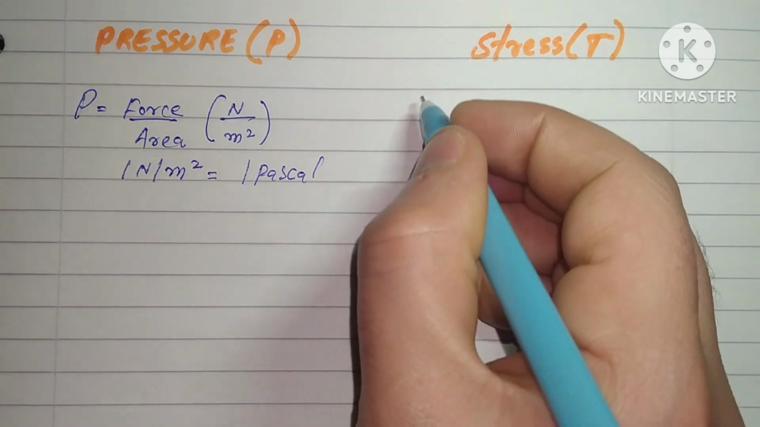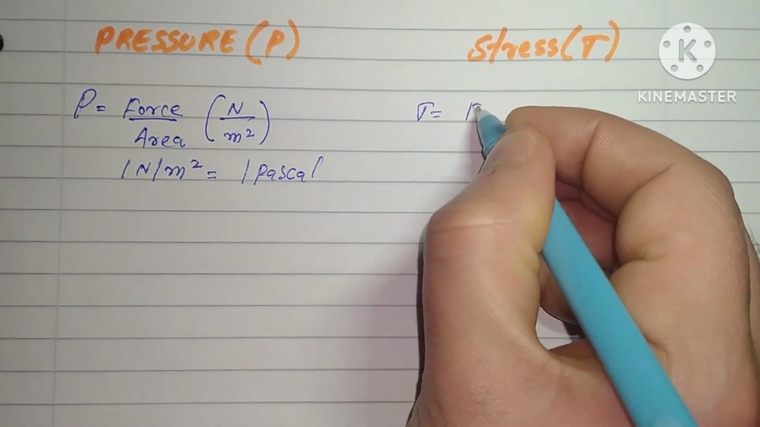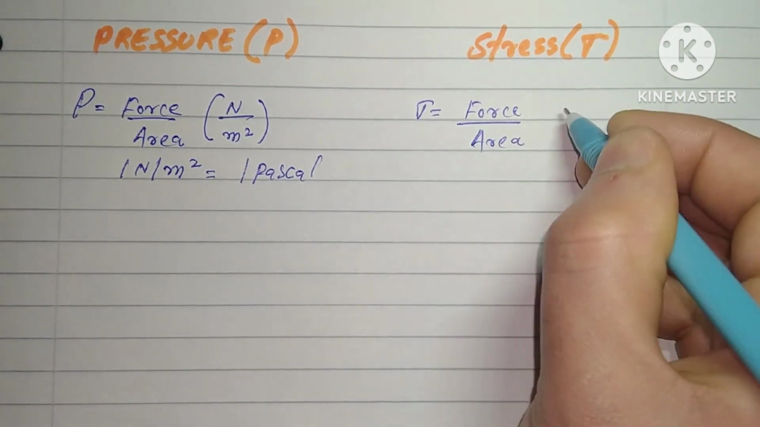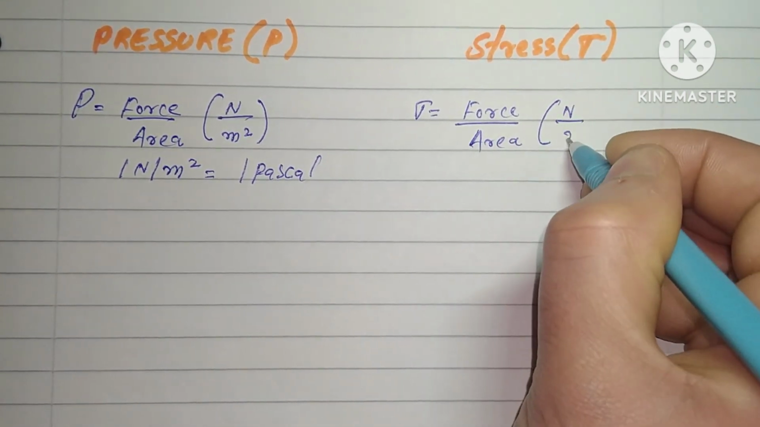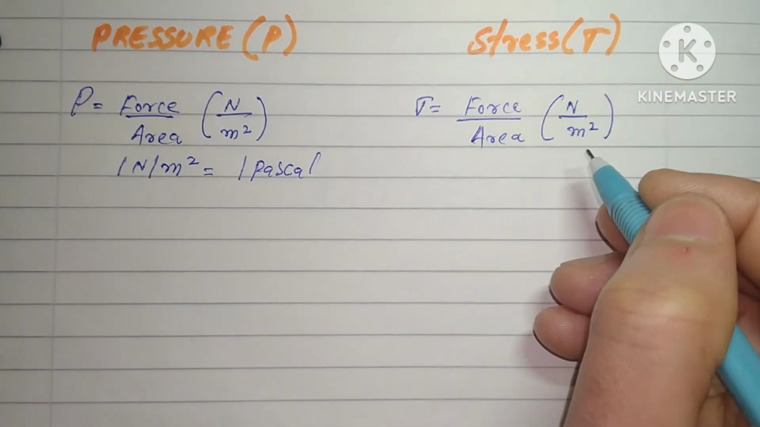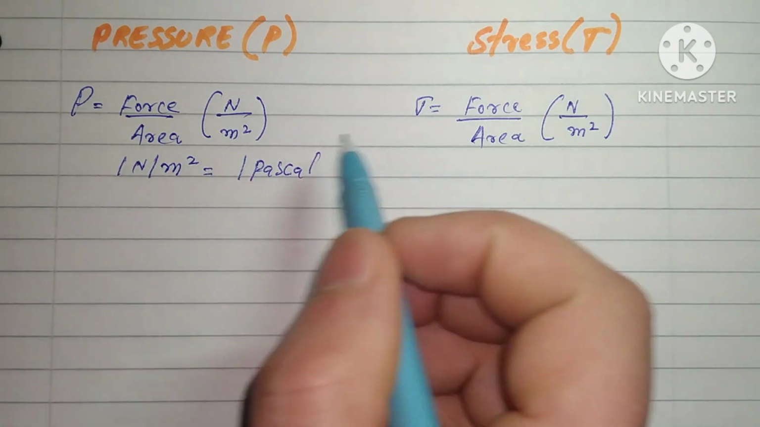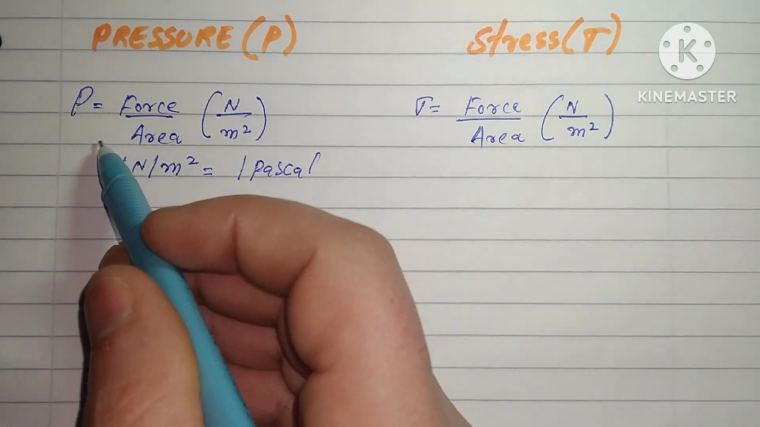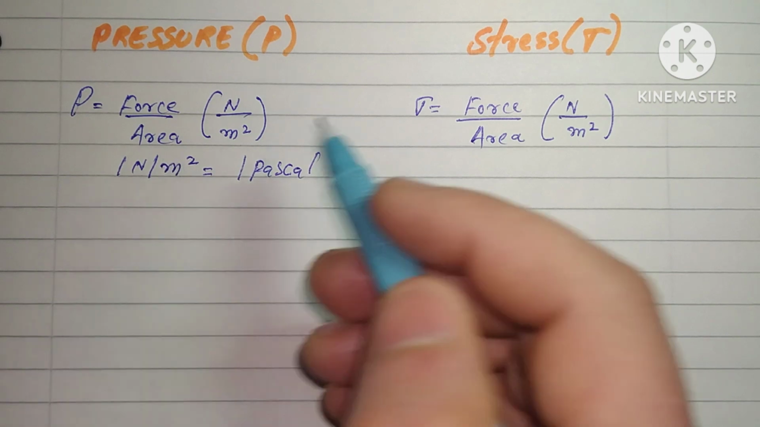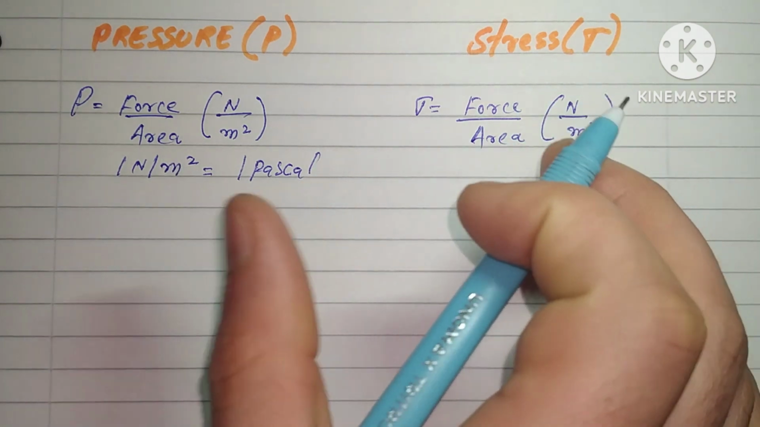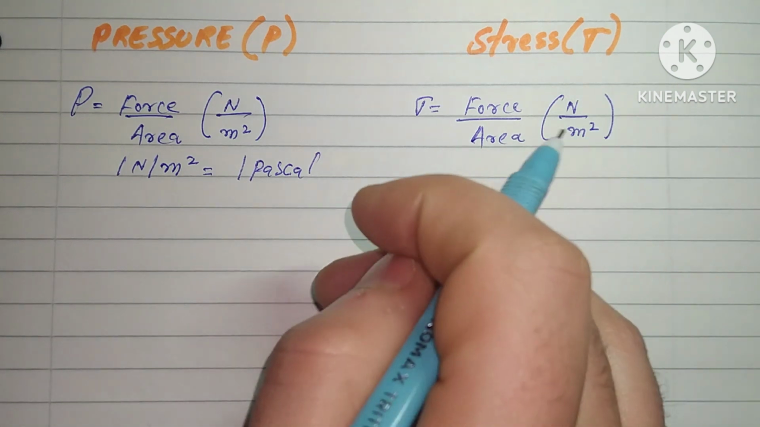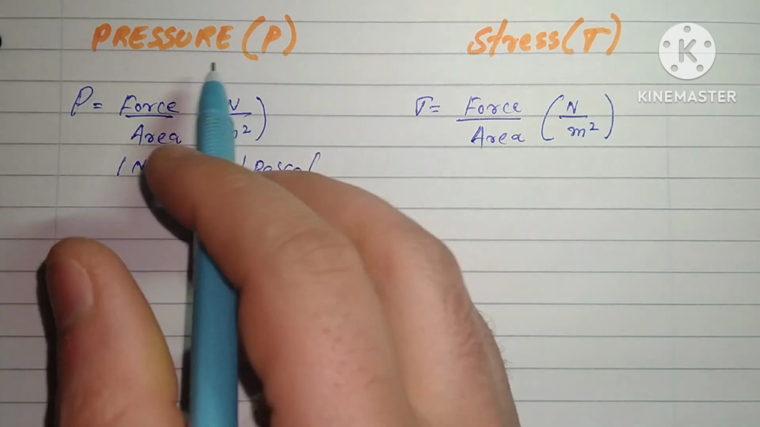In the same way, stress is force per unit area, and it is also Newton per meter square. Newton per meter square is called Pascal. From the representation point of view, pressure and stress seem to be similar, but they are totally different from each other. How these are different, we will discuss in this lecture. First, we will discuss pressure.